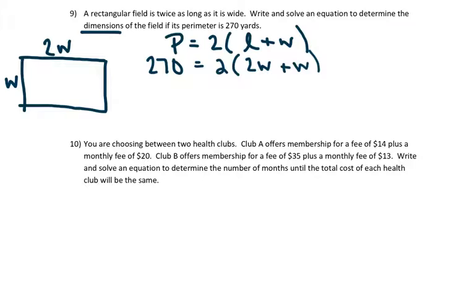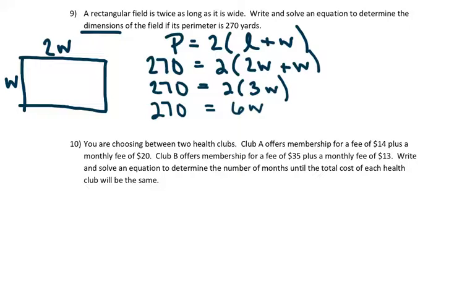So then I would simplify inside the parentheses. So we get 2 times 3W. And 2 times 3W is 6W. And now we would simply divide both sides by 6 to find out the width. So 270 divided by 6 is 45. So that tells us that 45 is the width.